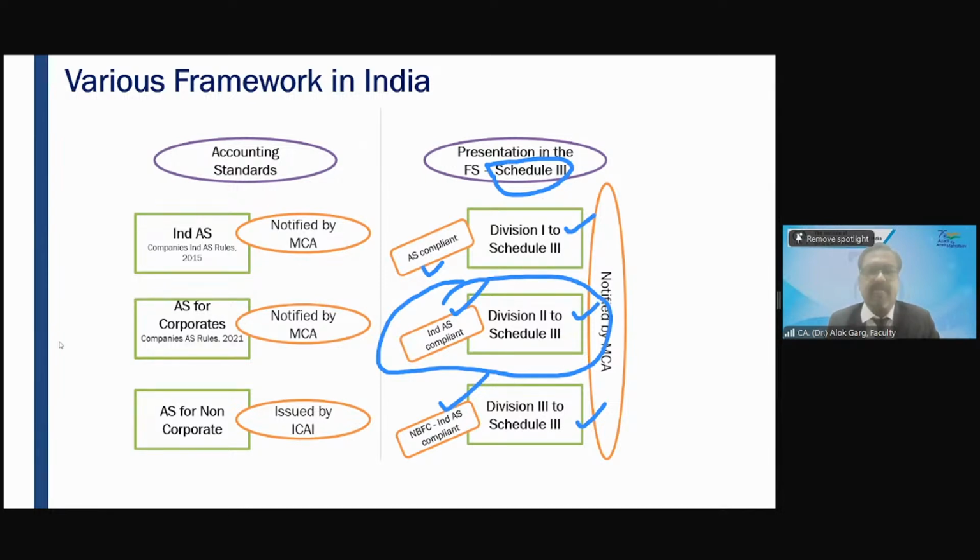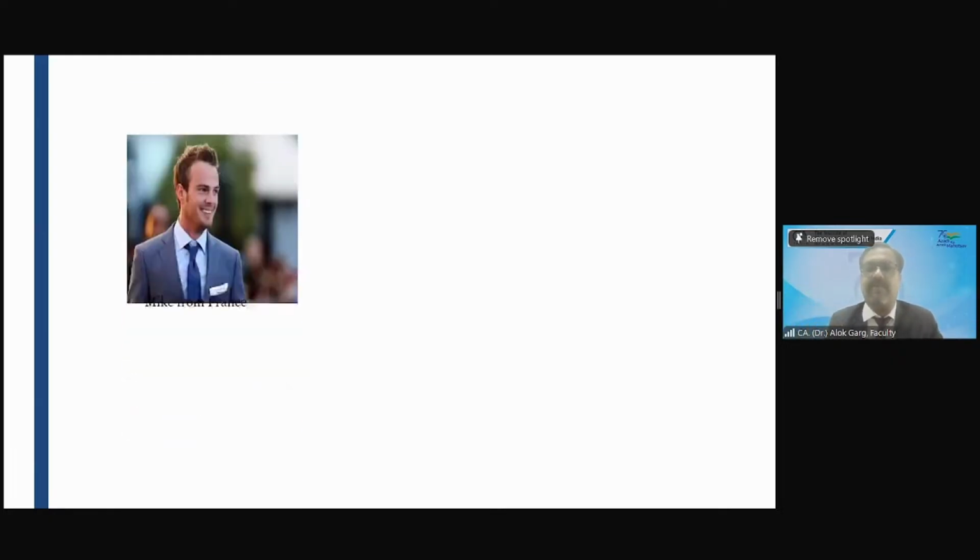Let's move on. Now, let's understand why Ind AS. What is Ind AS? In India, when we have our accounting standard, then what is the relevance of bringing Ind AS? Friends, let's talk about some global scenario. Let's talk globally and then we will land into India.